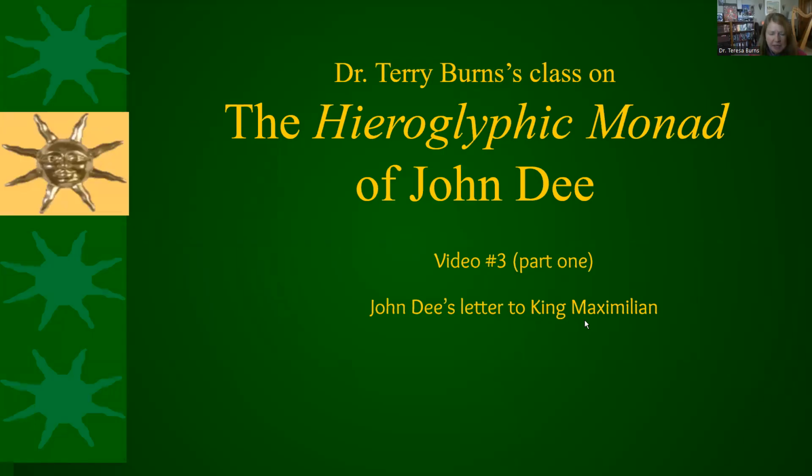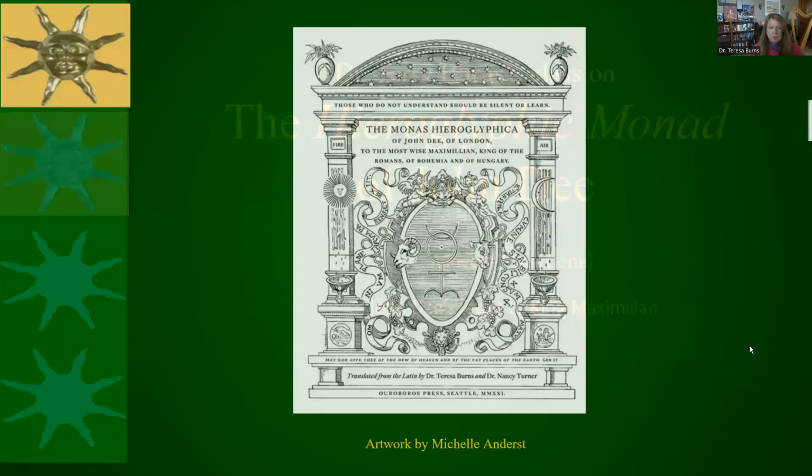As I said in one of my earlier videos, if you get through this letter, you have gotten through the hardest part of understanding the hieroglyphic monad. In fact, it's going to be cake for you once you get through the letter until you get to about theorem 20. 1 through 19 will be easy. 20, 21 may be difficult. 23 and 24 aren't that bad. And then we'll talk about some other things after that. So John Dee's letter to King Maximilian, here we go.